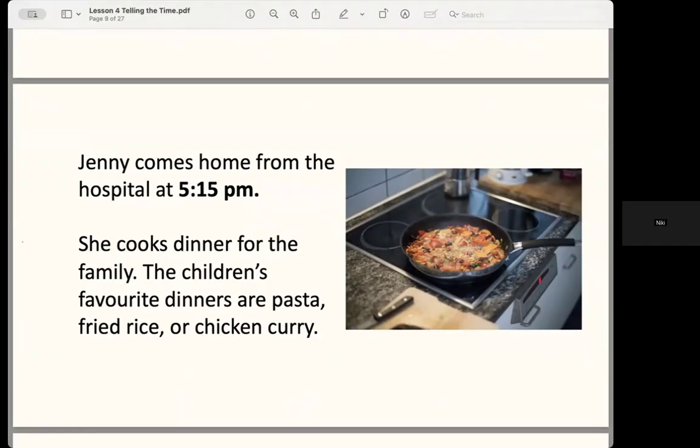Jenny comes home from the hospital at 5:50 p.m. She cooks dinner for the family. The children's favorite dinners are pasta, fried rice, or chicken curry.